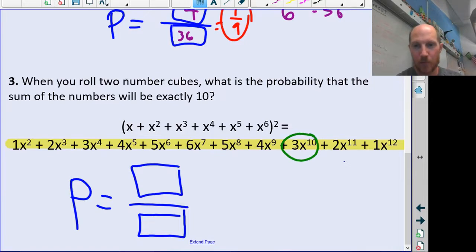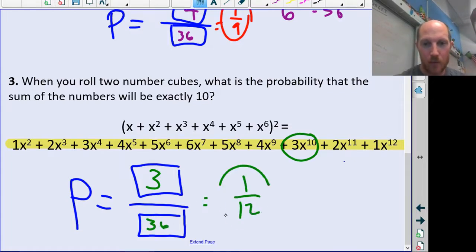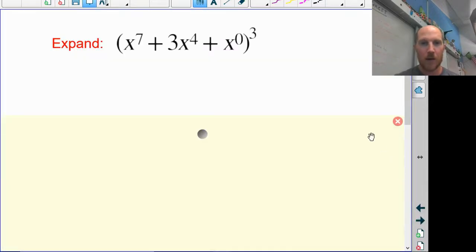Exactly 10, so we're looking for the exponent of 10. The coefficient there, that's the frequency, so I want the 3. Still 36 possible outcomes in that sample space. And then always reduce our fractions, so 3 out of 36 we can reduce to 1/12.